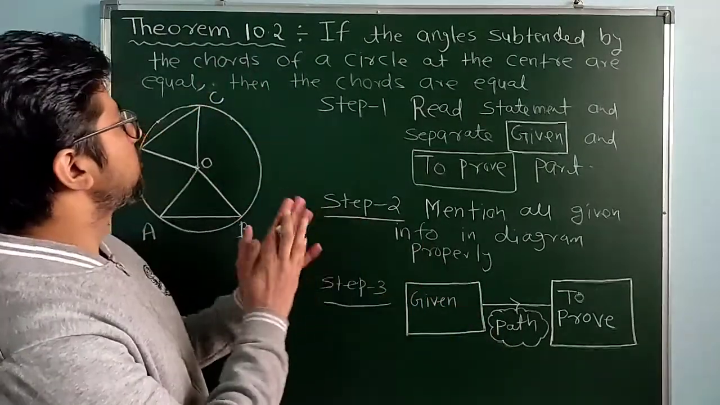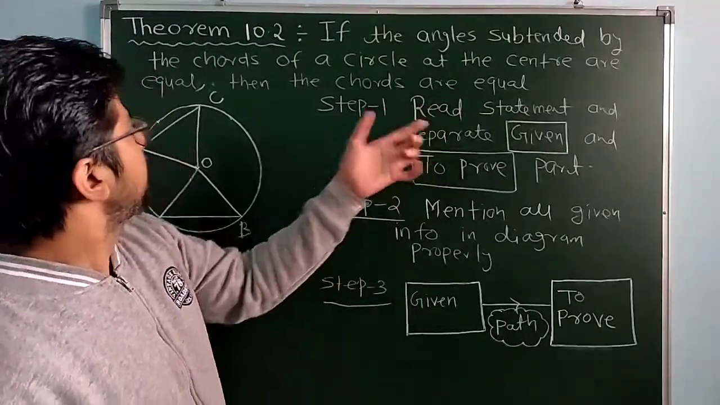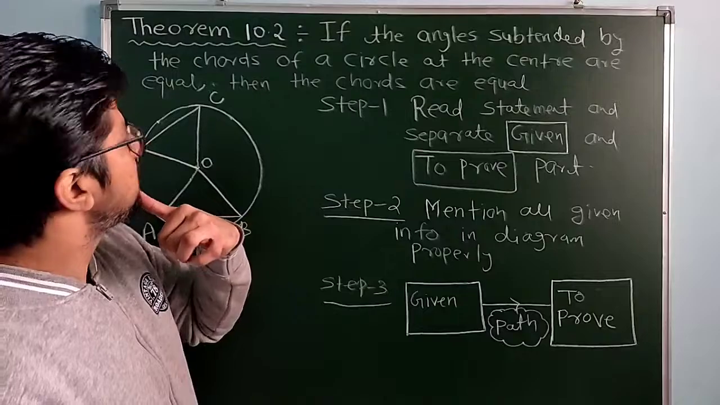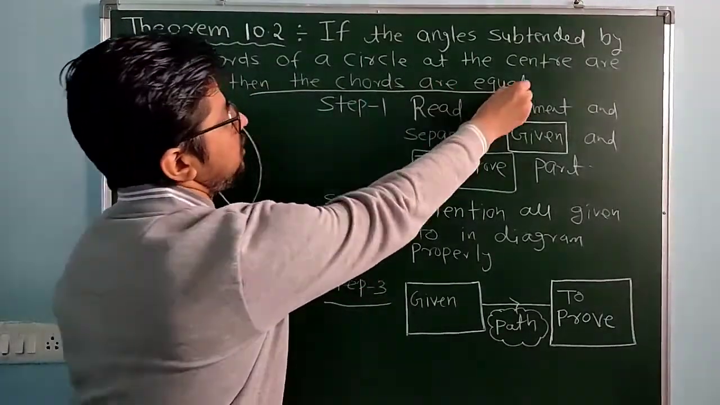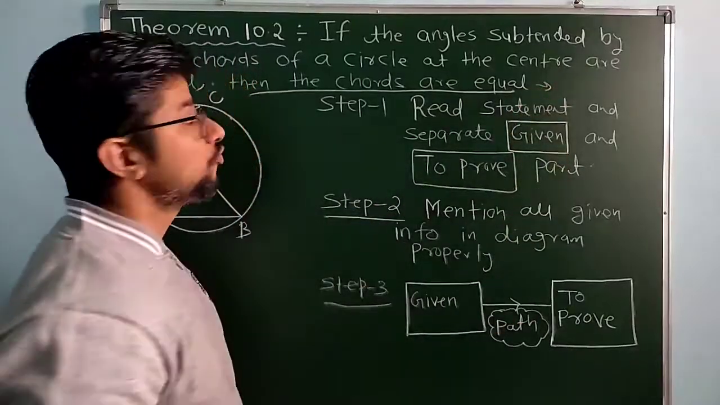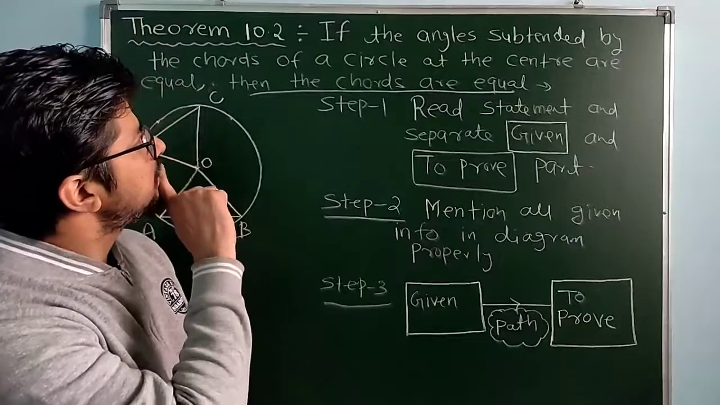So I'm reading this information, and the given information in the question is, if angles subtended by the chords of a circle at the center are equal, then chords are equal, and this is the portion that you need to prove. You have to prove the chords are equal. And what is the given information? So I'm reading it again.